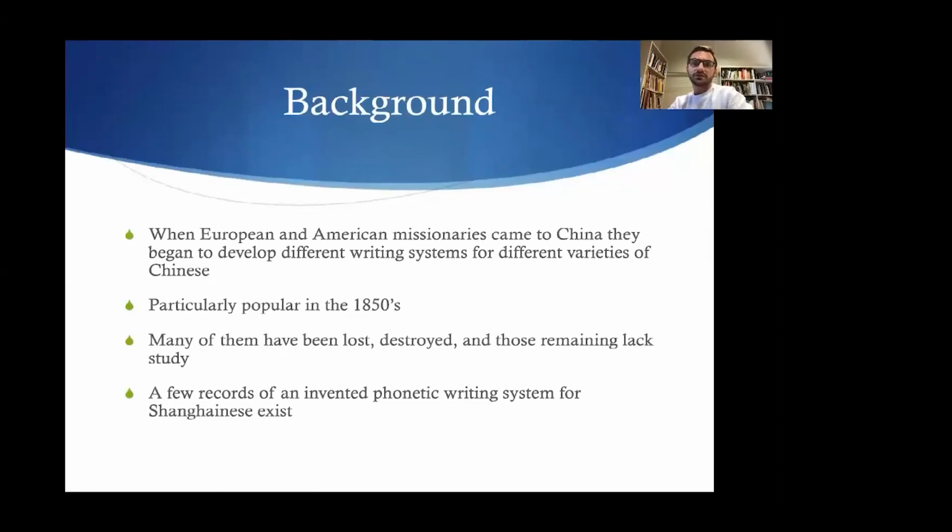When European and American missionaries came to China, they began to develop different writing systems for different varieties of Chinese. I guess they thought that learning Chinese characters was too difficult. This was particularly popular in the 1850s. And many of these writing systems have been lost, destroyed, or those that are remaining lack study.